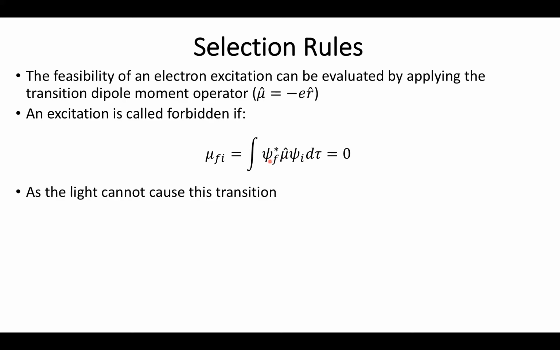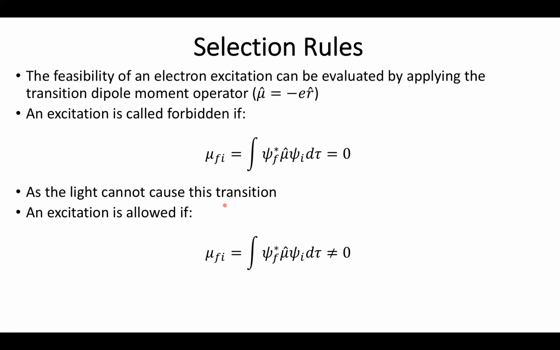And so if my initial and final wave function times my dipole moment operator gives me an integral of 0, it means that my light doesn't really allow me to go from state I to state F. And this is called a forbidden transition. And it turns out light can't do these types of transitions. So if you're trying to make that transition, good luck elsewhere, a photon won't do it.